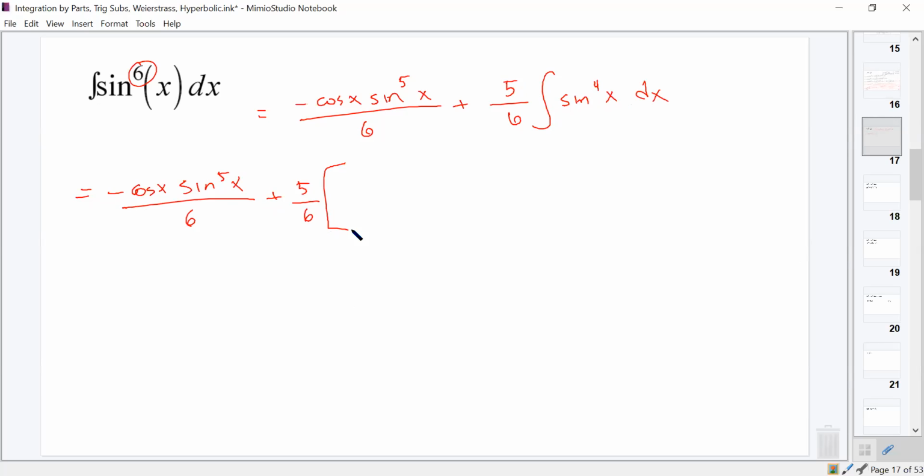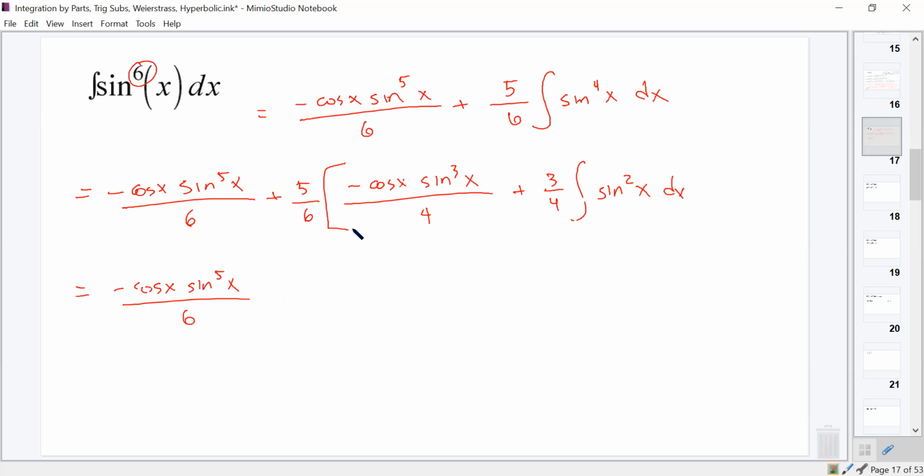So 5/6 times, now it should be negative cosine x times sine to the 3rd x over 4, now plus 3/4 of the integral of sine squared of x dx. And so if we go through and simplify a little as we go, negative cosine x sine to the 5th x over 6, and then that should become minus 5/24 of cosine x sine cubed x. And then we should have a plus 15/24 of the integral of our sine squared x.